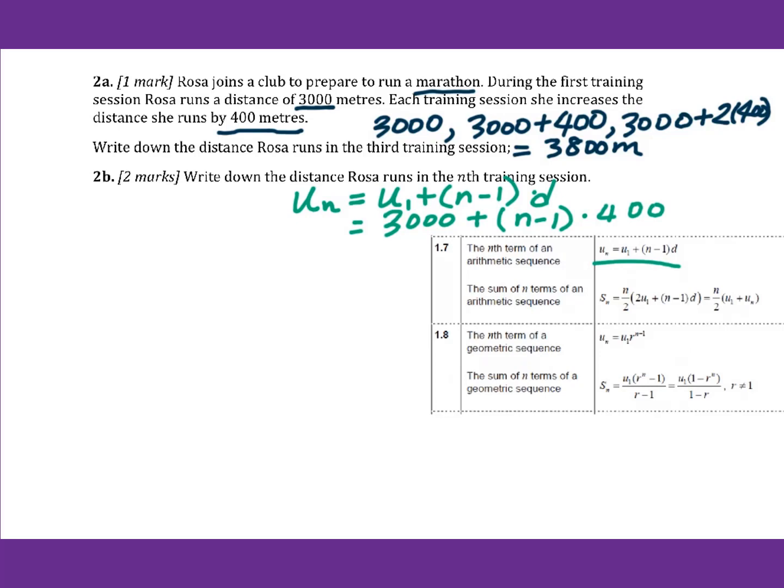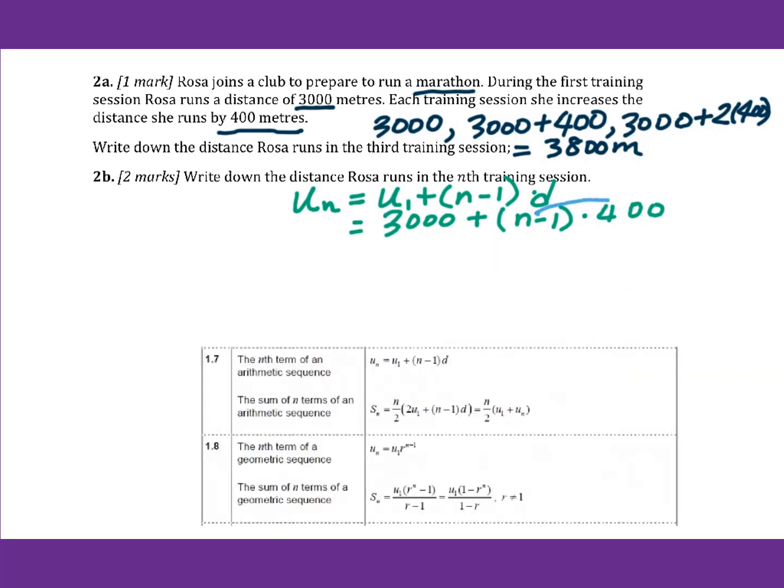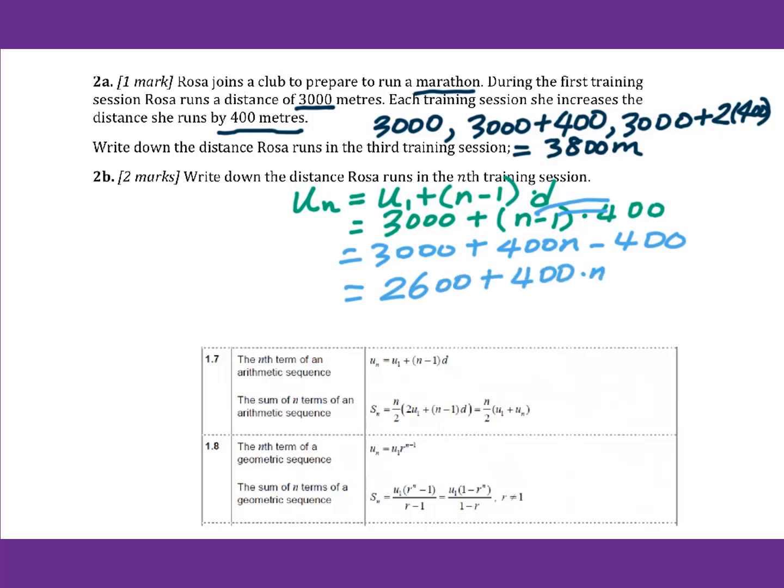Therefore, we do the distributive property. You will get 400n minus 400. Here's 3,000. Minus 400, you will get 2,600 plus 400 times n. This will be the general form.